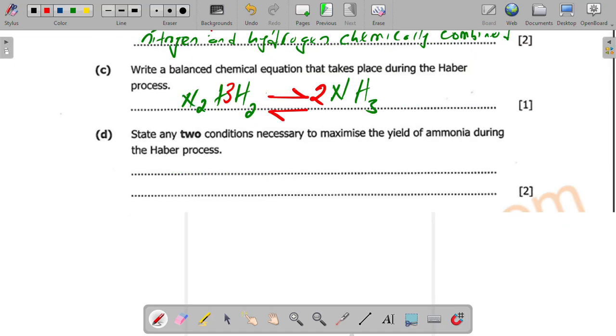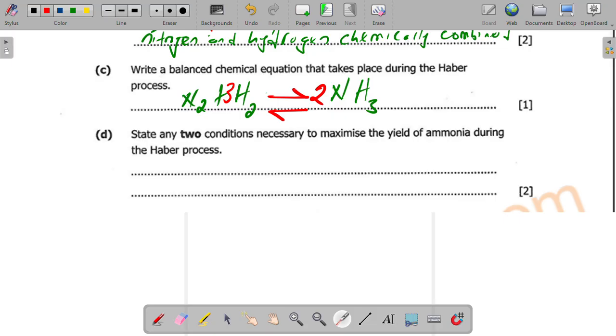The last question, D. State any 2 conditions necessary to maximize the yield of ammonia during the Haber process. So you must understand, during the Haber process, there's a certain temperature that is required, should be 450 Celsius degrees. And apart from that, the examiner can also ask you which catalyst is actually used to speed up this process. Remember to mention iron. Iron is one of the catalysts that is part of the Haber process.